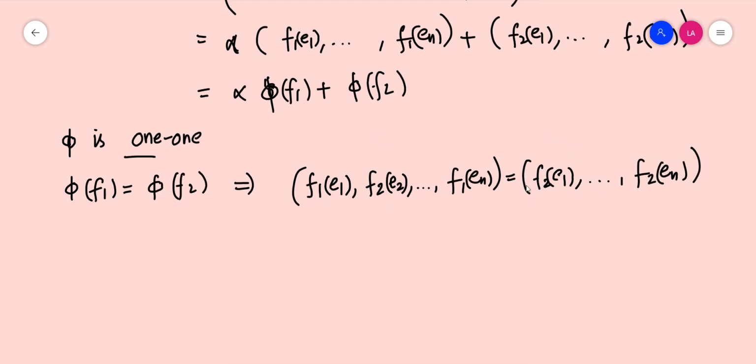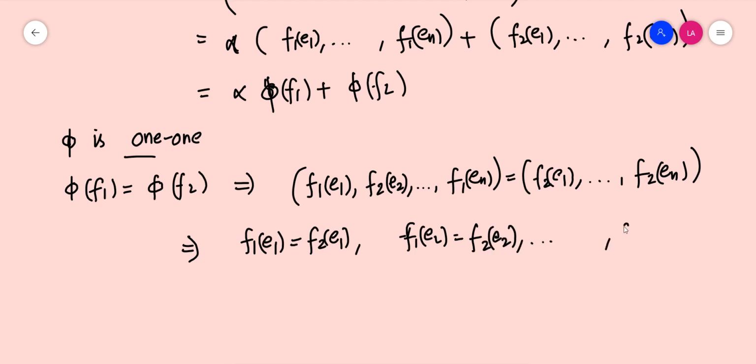Now two components are equal if the corresponding two n-tuples are equal, if the corresponding components are equal. So which implies f1 of E1 should be equal to f2 of E1, f1 of E2 should be equal to f2 of E2, etc., f1 of En should be equal to f2 of En.